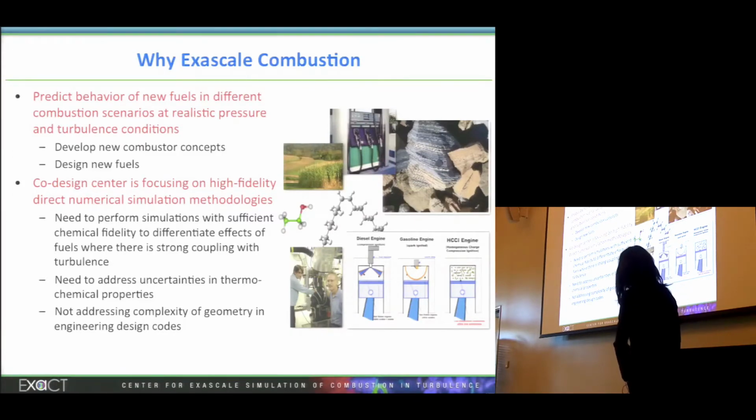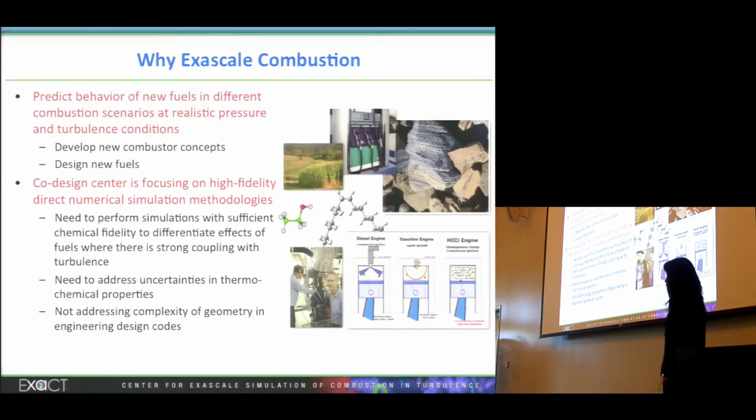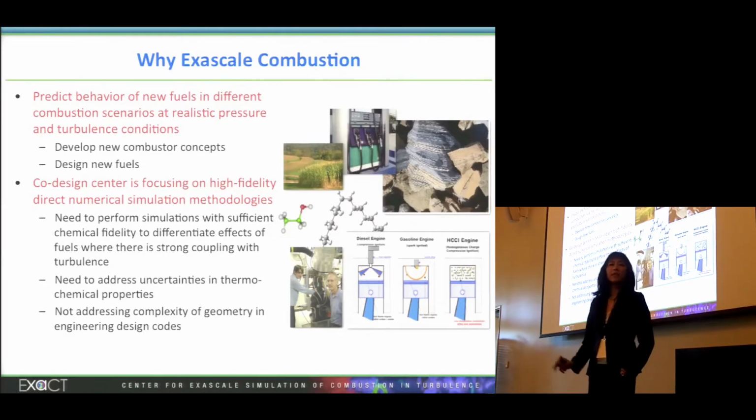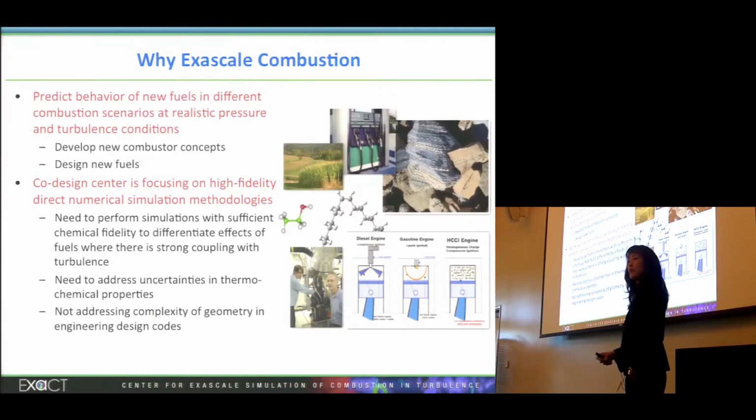In our co-design center, we're focused on a particular numerical method, direct numerical simulation. In DNS, we resolve all of the turbulence scales. There's no closure for the turbulence, but there are still models inserted for representing the chemical physics, chemistry, molecular transport properties, radiation, and so on.